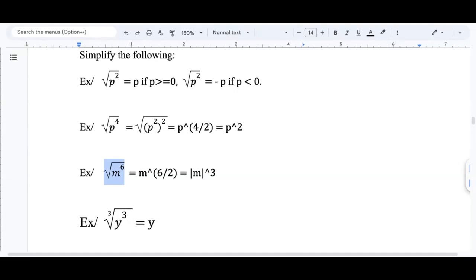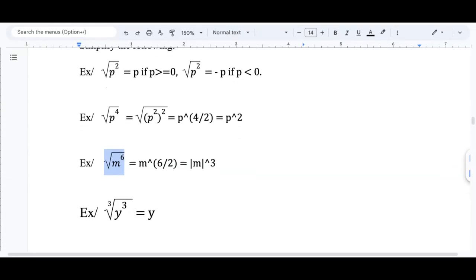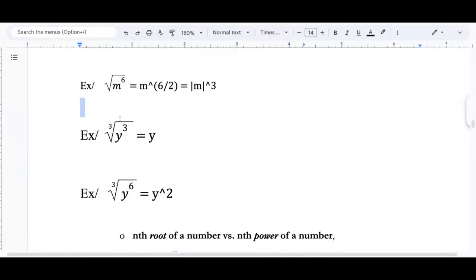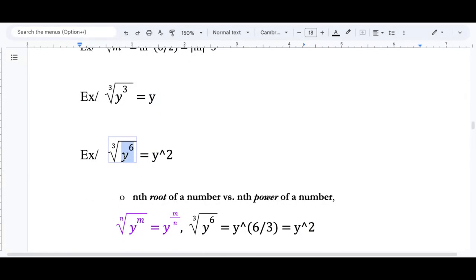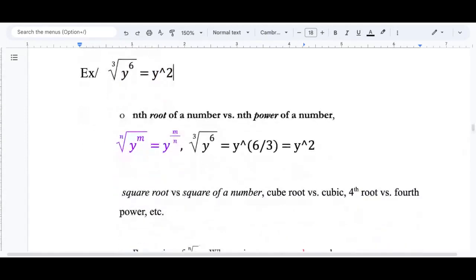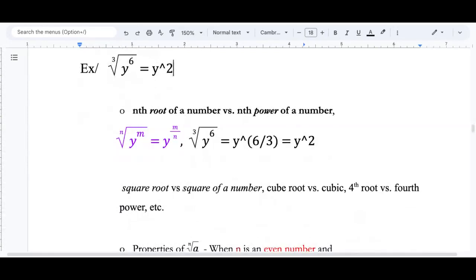M to the 6th power has to be positive, but m itself could be negative, so let's put the absolute value sign, because it's an even power, all right? If it's a cube, an odd power, we don't care. This is a y. Y could be positive, y could be negative. Y to the 6th power, then cubic root, that's just y squared, right? Because 6 divided by 3 is 2.